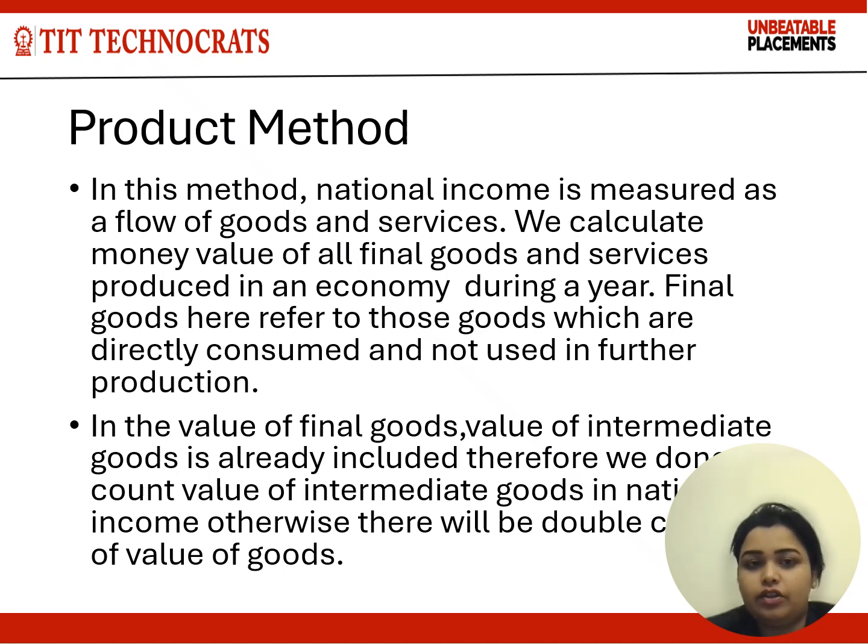In the product method, national income is calculated as the money value of final goods and services produced in a year. The main thing highlighted in this is final goods. Only final goods are counted and not intermediate goods, in order to avoid double counting. For example, bread sold to consumers is counted, but wheat, which is used to make bread, is not counted separately.